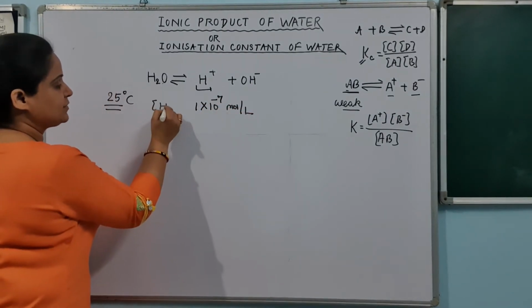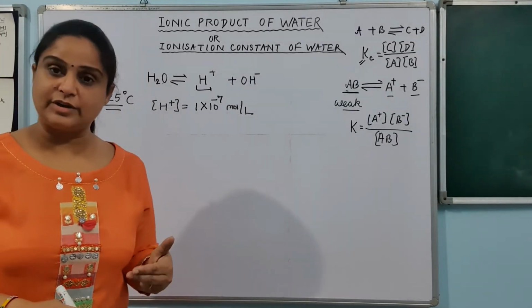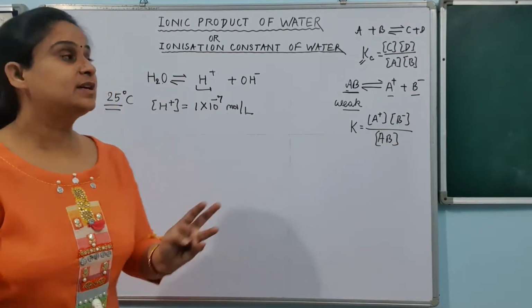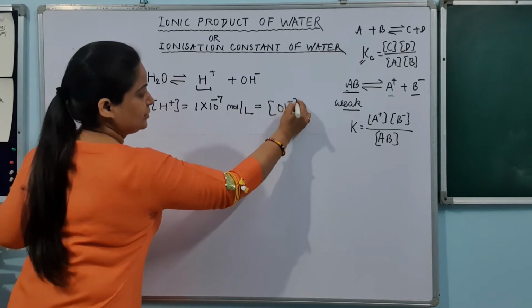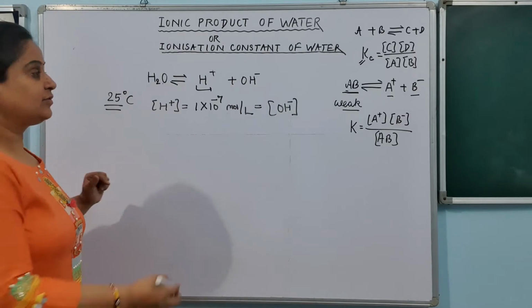H plus ion concentration. And obviously, if it is pure water, the amount of H plus will be equal to the amount of OH minus. OH minus ion concentration will be equal to H plus ion concentration. So can we calculate Kw for it?